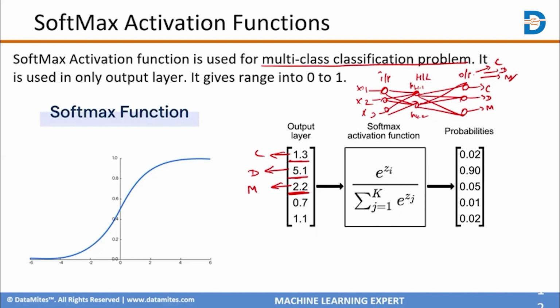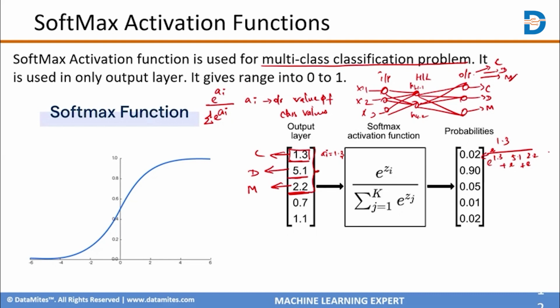The softmax function is basically e power ai divided by the summation of e power ai, where ai is nothing but the output value of the class labels. Here, consider the output value of cat. Let's apply the softmax function to it. So ai will be equal to 1.3. The function will be e power 1.3 divided by the summation of e power ai, right? So e power 1.3 plus e power 5.1 plus e power 2.2. This is how the calculation would be. So you'll be getting 0.02.